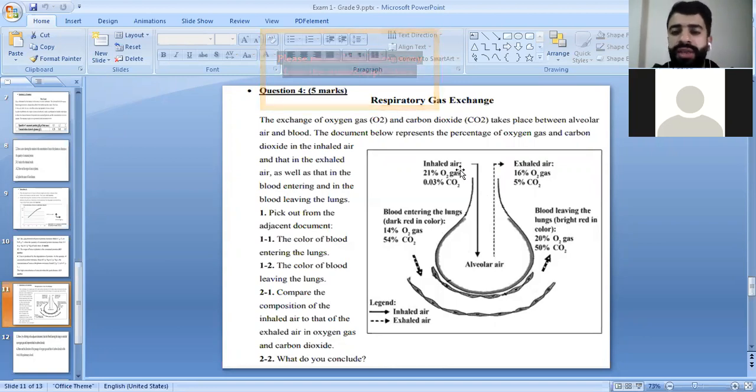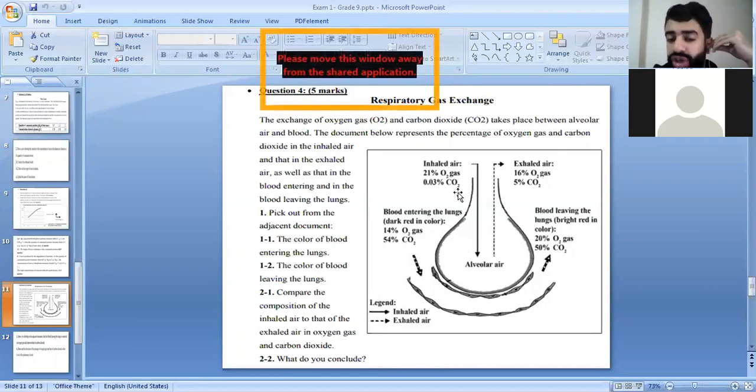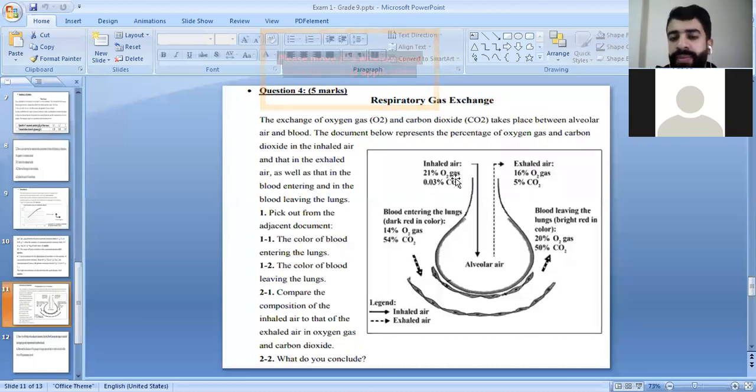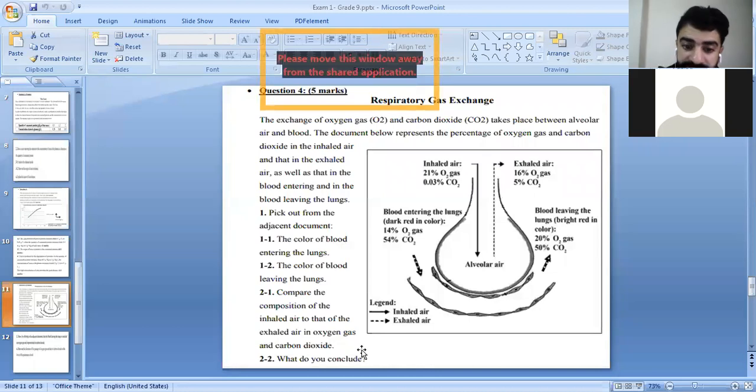So you have to say that in the inhaled air, the percentage of oxygen gas was 21%, which is greater than that in the exhaled air, which was 16%. The percentage of carbon dioxide in the inhaled air was 0.03%, which is less than that in the exhaled air, which is 5%. So at the level of the lungs, the alveolar air is enriched with CO2 since the percentage of CO2 increases, while it's impoverished, or poor, in O2 since the amount of oxygen decreases from 21 to 16%, and this is the conclusion.